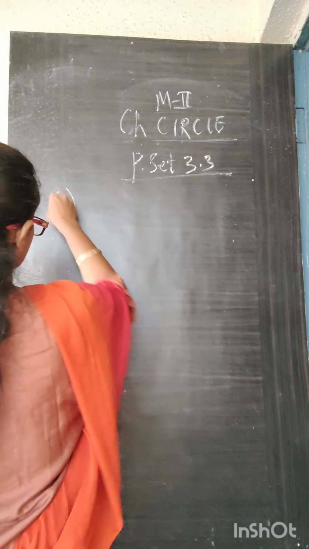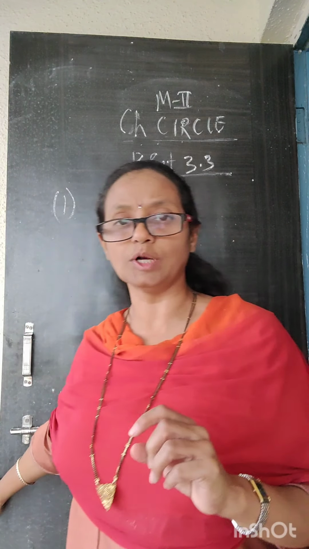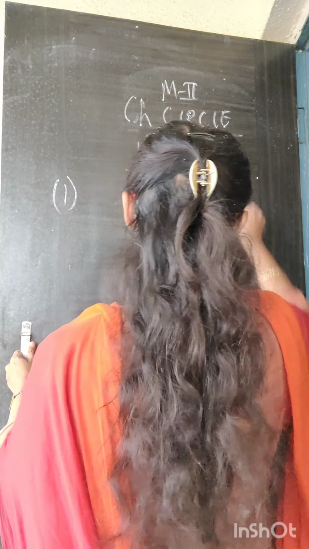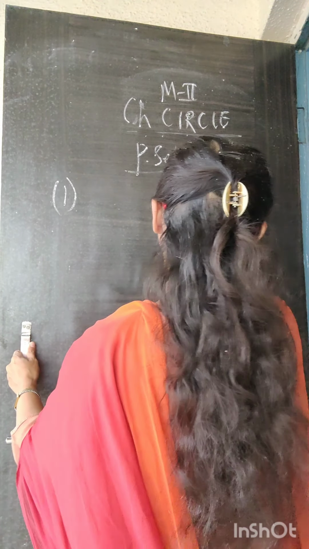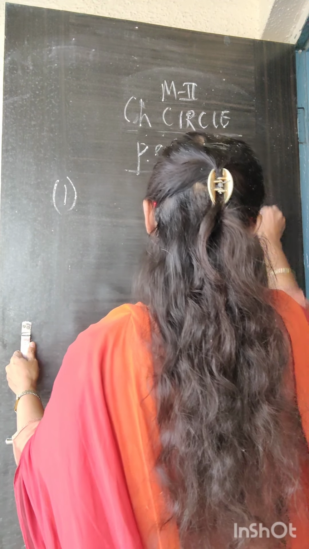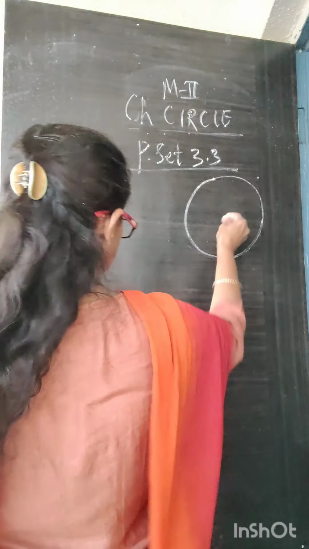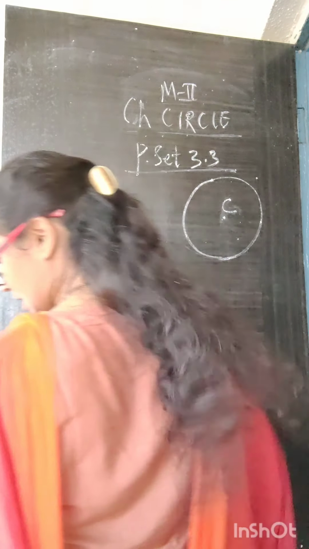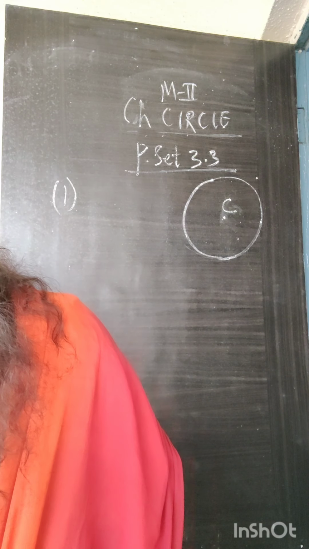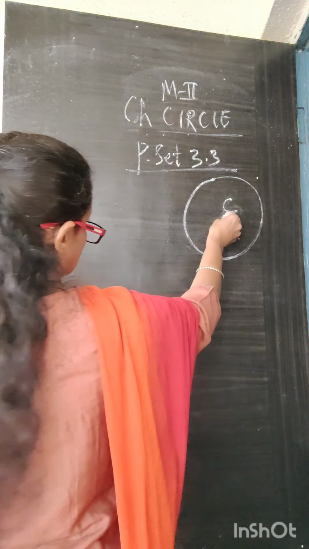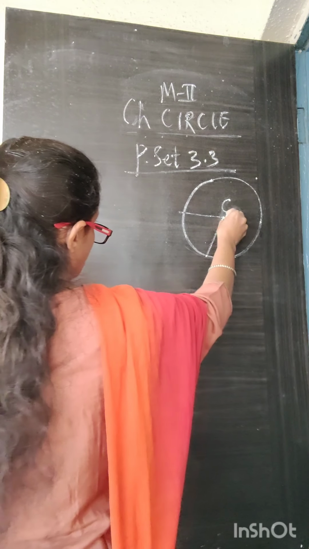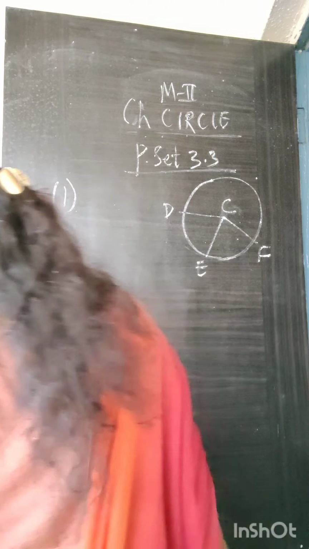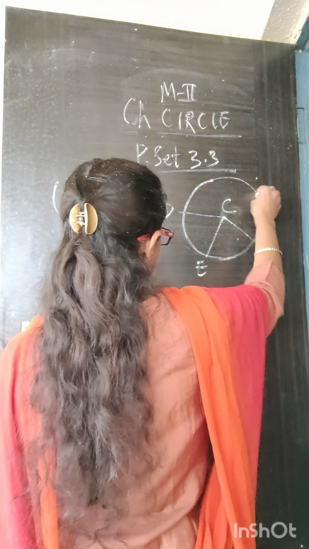Right, for solving the problems of the practice set, we always draw the figure. So we'll draw the figure first. What is the figure given to us? A smaller one, so we can have more space to solve. So this circle is given with the center C, and the radii CD, CE and CF are given. And the point G is given here.